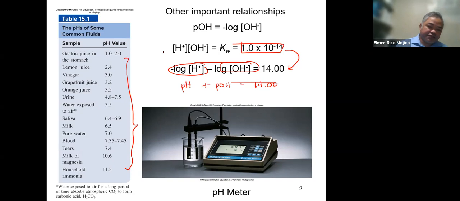So as you're going to look at here, most of the juices have lower pH, and most of these cleaning materials have higher pH. Water exposed to air is 5.5, the urine 4.8 to 7.5. Right? Now the body will try to maintain our pH at neutral. This one.